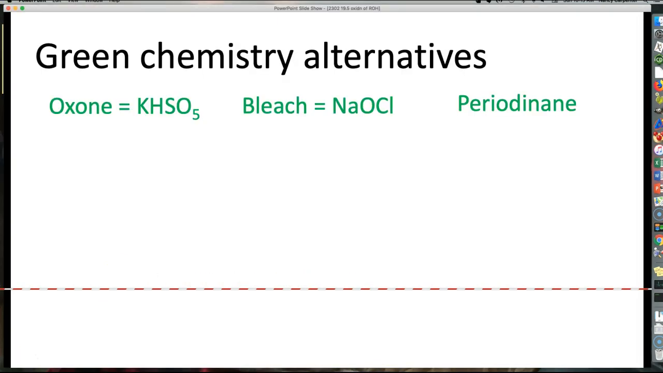So, green chemistry alternatives for oxidizing alcohols include a reagent called oxone, which is essentially potassium peroxymonosulfate. So what I want to show you here is, of course it's an oxidant. It has a peroxide bond. So that means something's going to happen that is going to allow this thing to deliver an oxygen, making it in turn be reduced. A really good green chemistry alternative is bleach. Sodium hypochlorite, that stuff you get at Willie's.